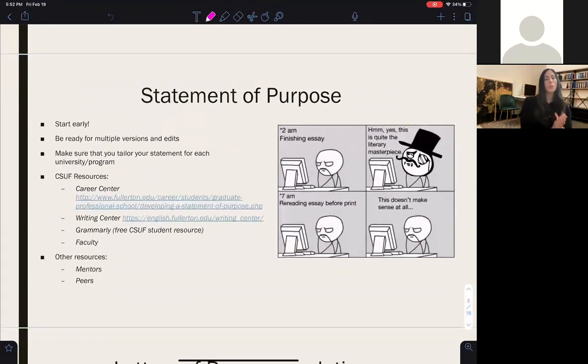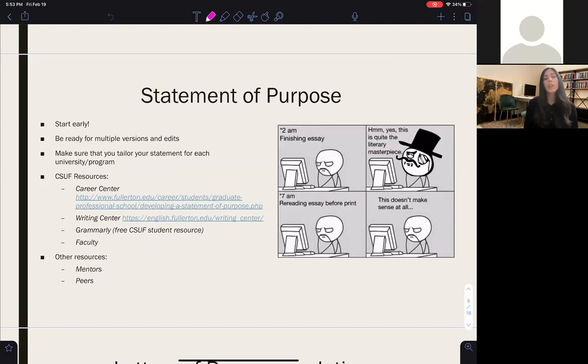My number one piece of advice here, guys, is start early on this, okay? You need to be ready for multiple versions and edits of this. And this is almost the star of the show of your application. This is where they get to see a little bit of your personality. They get to see a little bit of your writing style. They get to really understand what it is you've been involved in and the big question, why you want to pursue a PhD.